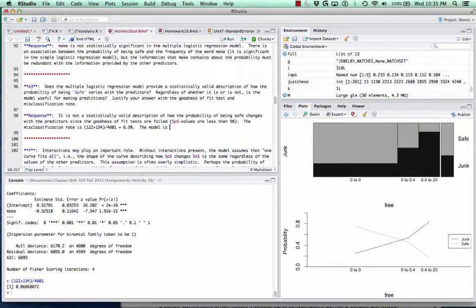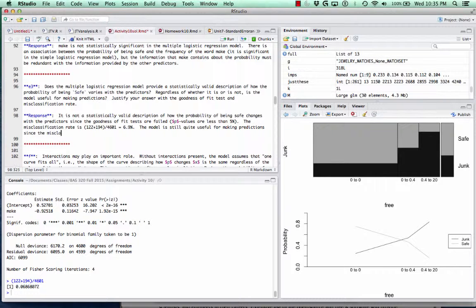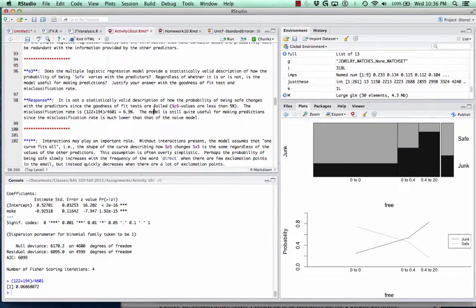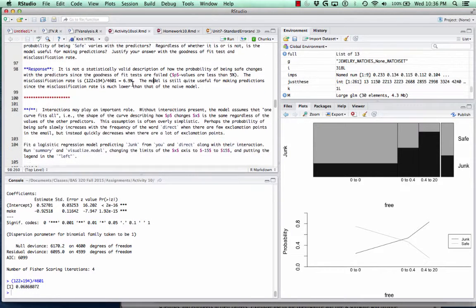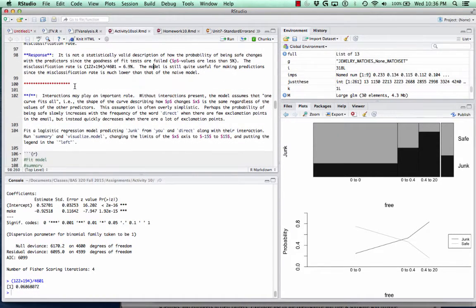So the model is still quite useful for making predictions, since the misclassification rate is much lower than that of the naive model. So while the curve isn't really providing a good description of how the probability is changing, the predicted probabilities are pretty much on the right side of 50%. It's making classifications a lot better than the naive model.